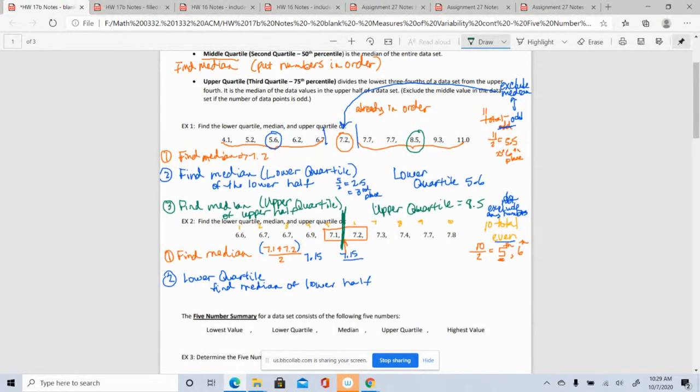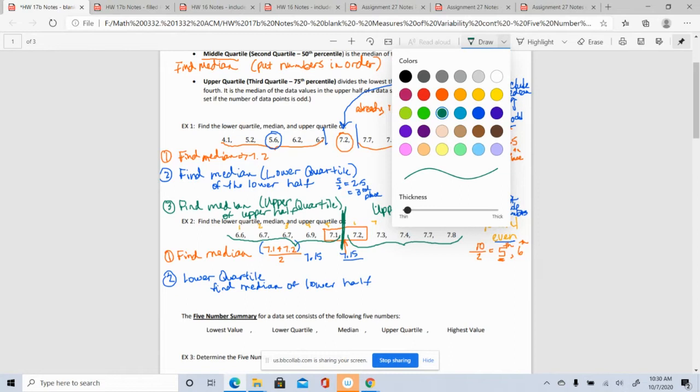Okay, so I'm going to use all my numbers. That means I'm going to use all of these up to this point. And I'm going to use all of these for my lower quartile and my upper quartile. For my lower quartile, I'm using the 6.6, 6.7, 6.7, 6.9, and 7.1. Okay, so I'm using all 5 of those. So what would be my lower quartile if I'm using all 5 of those numbers?